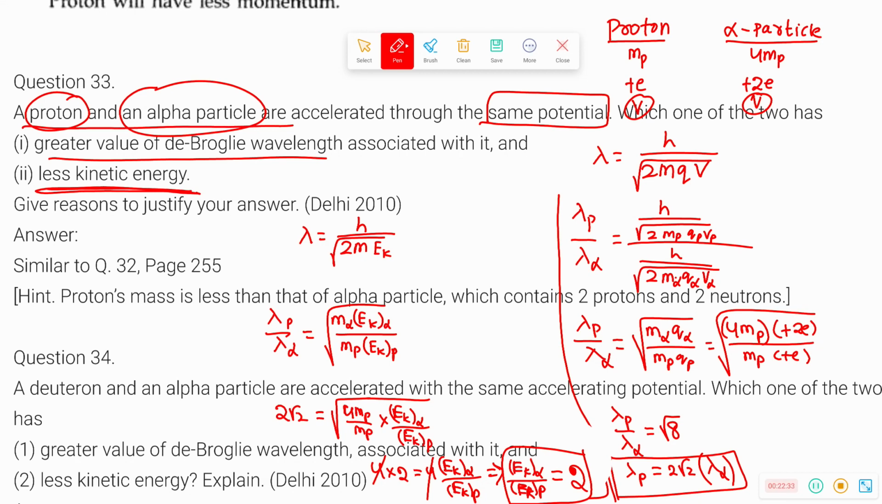And other methods you can also do. Whatever method you think of at that time, you do. But I am giving you clarity with numbers. Clear? Okay.